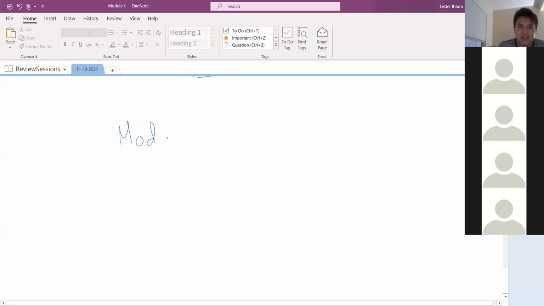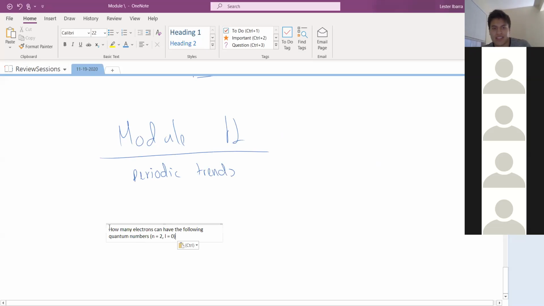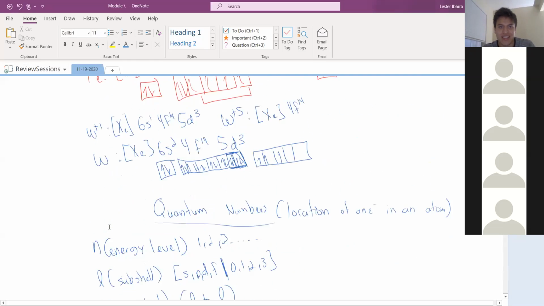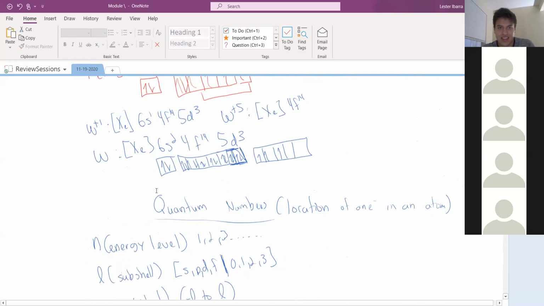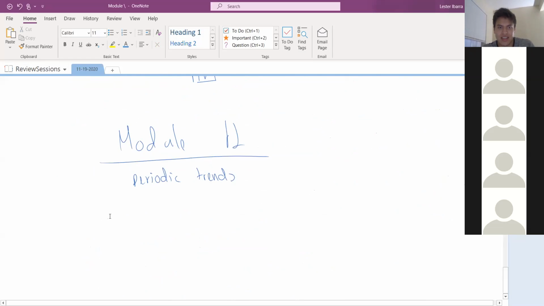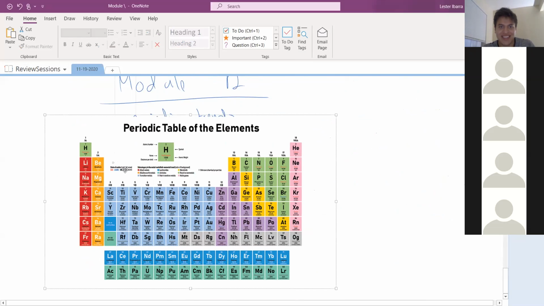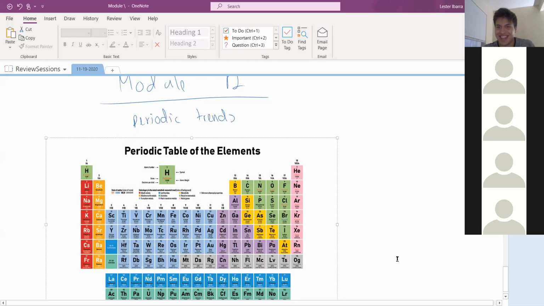Module 12 now. For module 12, we're talking about periodic trends. Believe it or not, there are actually a few reasons why the periodic table is organized the way it is. Let's look at the first trend. This first trend basically is the Papa trend.